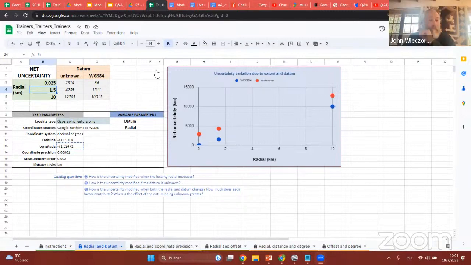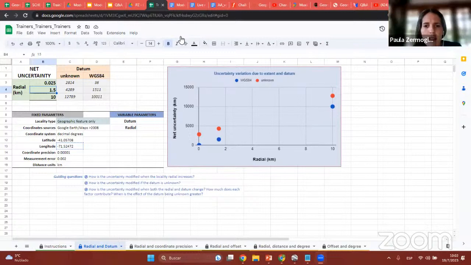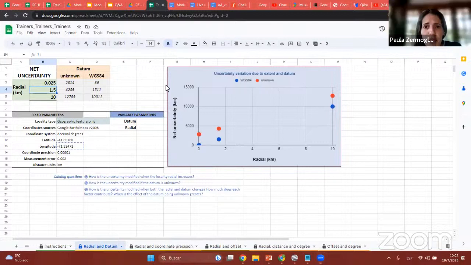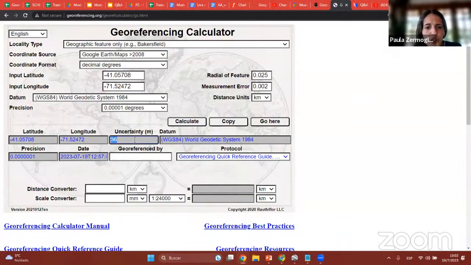A question just came up. The question comes from Fabrice and is, why do we have measurement of uncertainty in meters while having other parameters in kilometers? That is a very good question. And the answer is the calculator always gives the uncertainty in meters. Why? Because we're following best practices and we're trying to report the results using Darwin Core.